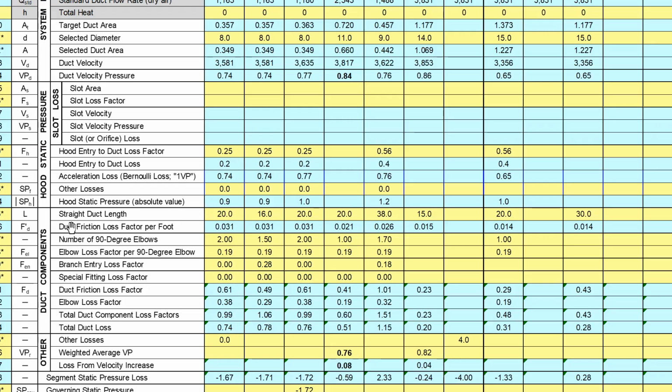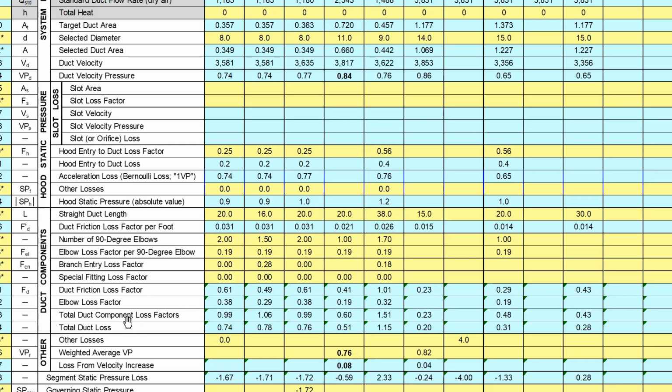In our duct section, our L, length of duct, we have 20 feet of duct. We determine our F prime sub D to be 0.031. Our F sub D is our duct length times F prime sub D. And so our duct friction loss factor is 0.61. It's this guy right here. We have two 90-degree elbows. We've determined that our F sub L for our elbow is 0.19. Since we have two elbows, our elbow loss factor is a cumulative 0.38 for both elbows.